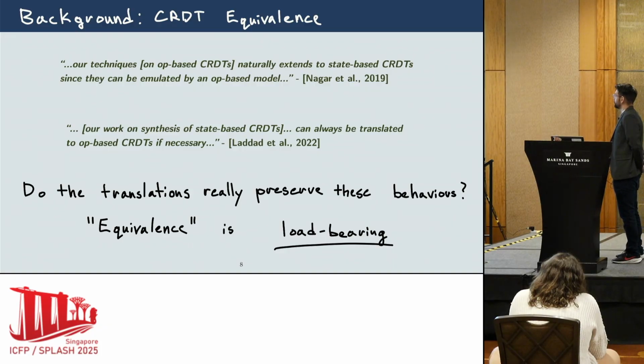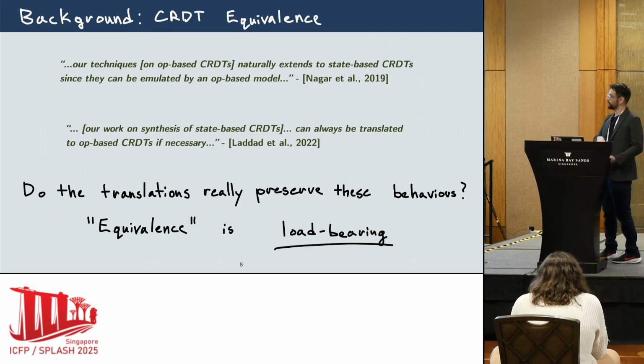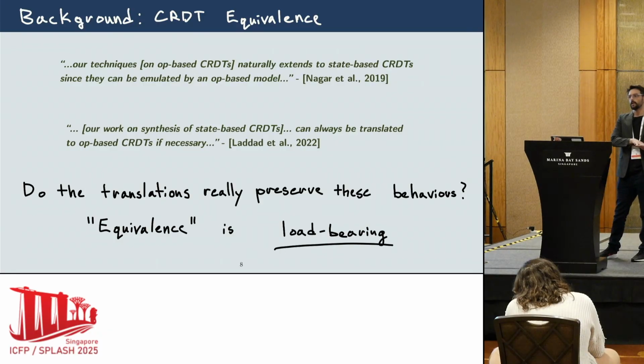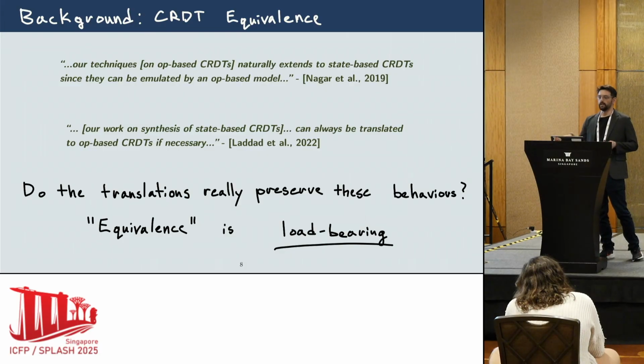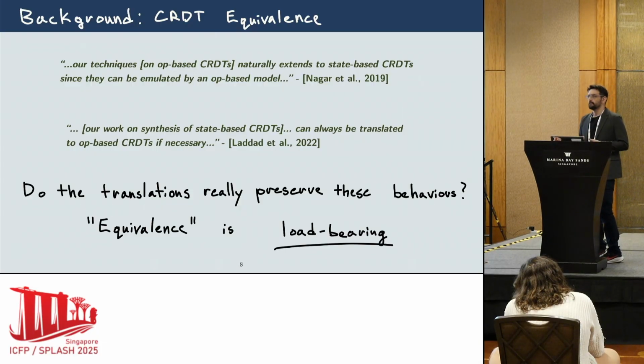So even though we have these questions, we saw in the literature that sometimes there are assumptions that one can focus on one type of CRDT and sort of ignore the other because we have a translation between them, and it's taken to be equivalent. So in some sense, we saw this claim of equivalence to be load-bearing, even though we're sort of interested in, as programming language people, what observational equivalence really means with respect to these data types.